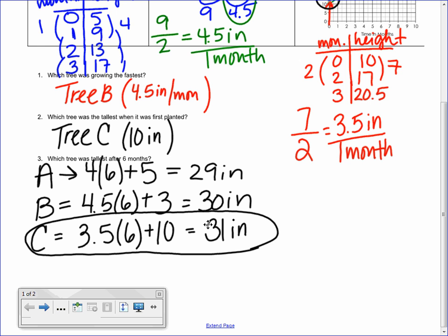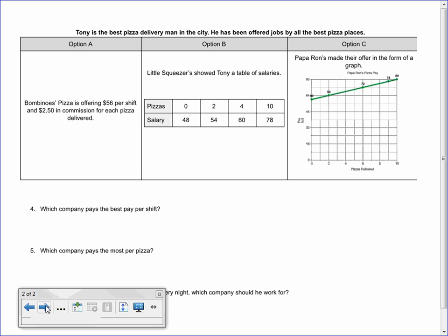Okay, so you just compared 3 functions to answer some questions. Turn it over, and this time we're going to be talking about pizza. We can't copyright Domino's, Little Caesars, and Papa John's, so the names are a little funny, but Tony is the best pizza delivery man in the city, and he's been offered jobs by the best pizza places. So we have Bambino's, Little Squeezers, and Papa Ron's. Same idea. You could pause and see if you could figure it out on your own to compare them so you can answer the questions, or you can follow along with me again.